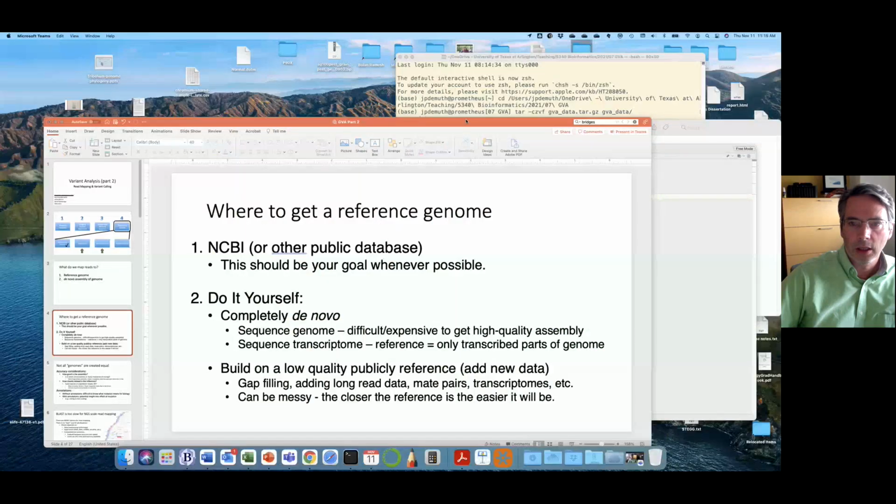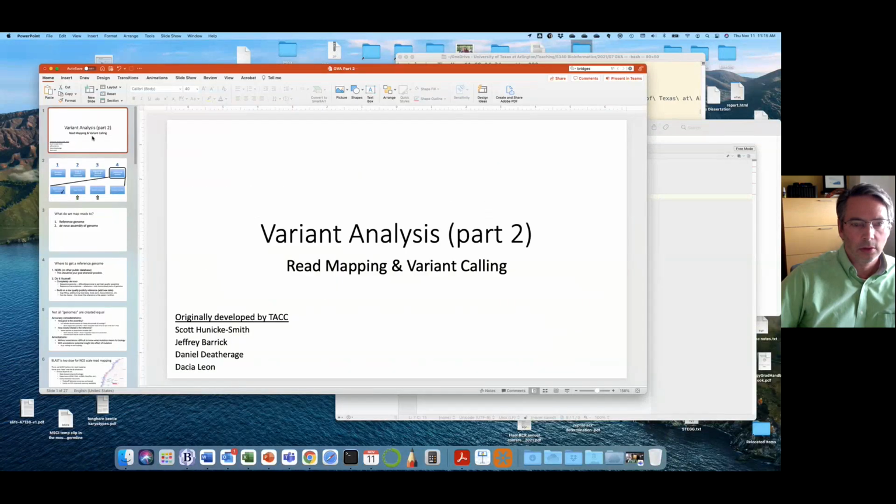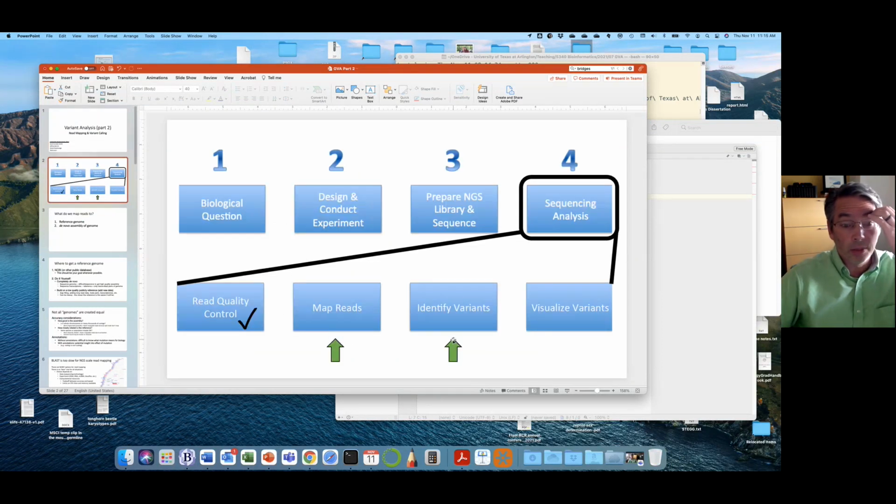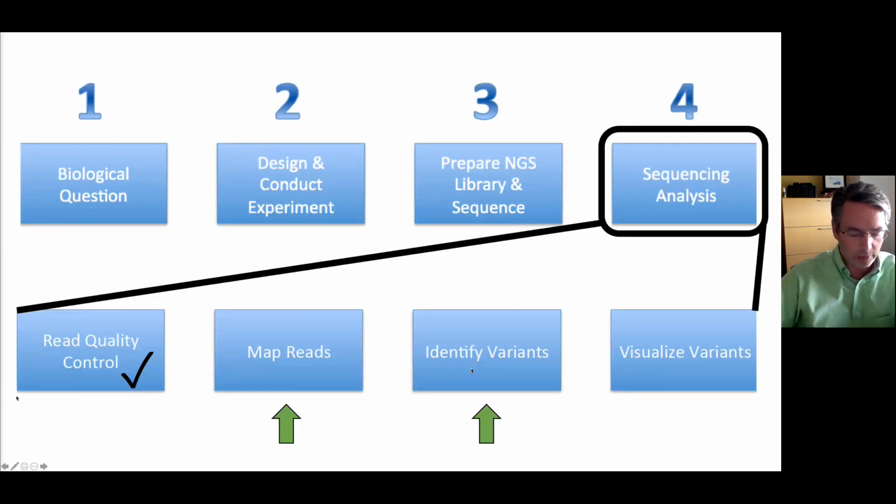So actually, I realized I forgot to share my screen. Okay, so, right, jump back a few slides. We're in part one. This is what I was talking about. We've done quality control. Now we're going to map reads and identify variants.